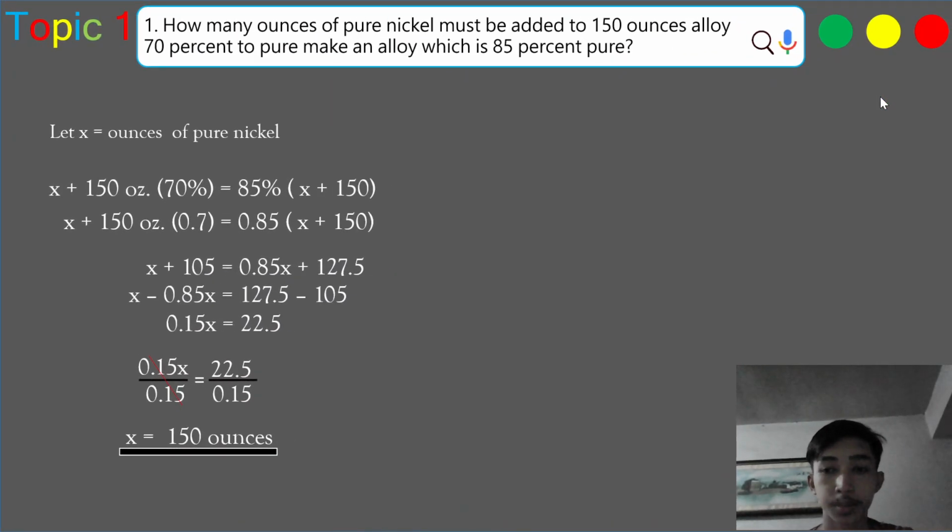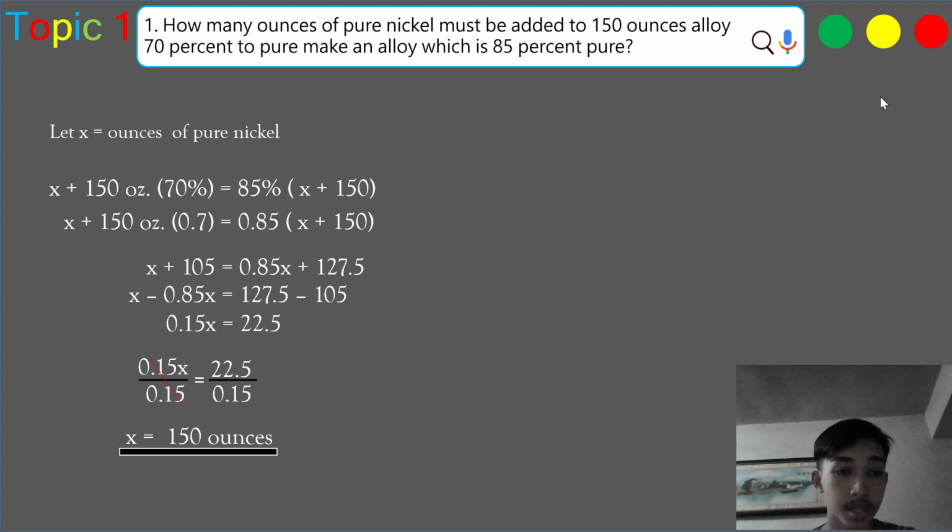Problem number 1. How many ounces of pure nickel must be added to a 50-ounce alloy, 70% pure, to make an alloy which is 85% pure? Then let X equal the ounces of pure nickel. So (X plus 150) times 70% is equal to 85% times (X plus 150).